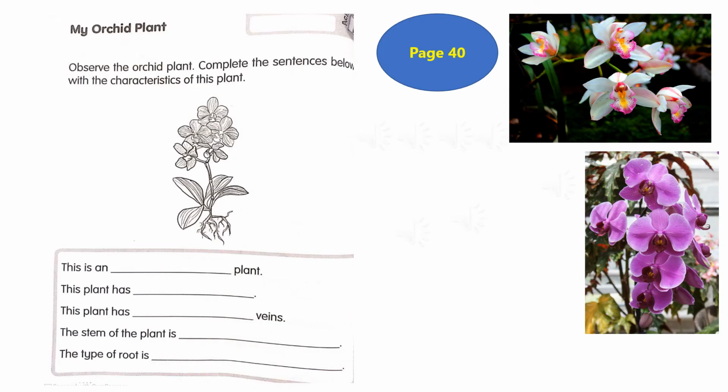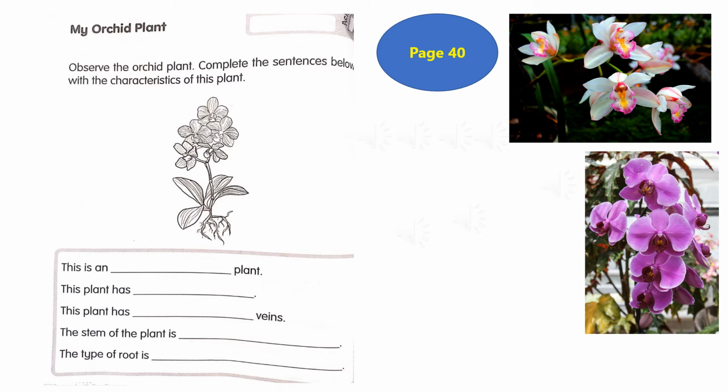Now we move on to the next page, page 40. The title there is My Orchid Plant. Observe the orchid plant. Perhatikan pokok orchid. Complete the sentences below with the characteristics of this plant. Sana lengkapkan ayat dengan perkataan-perkataan yang betul. Okey, cikgu ada sediakan jawapan di sebelah yang berwarna. I have prepared that, so you can choose from there.